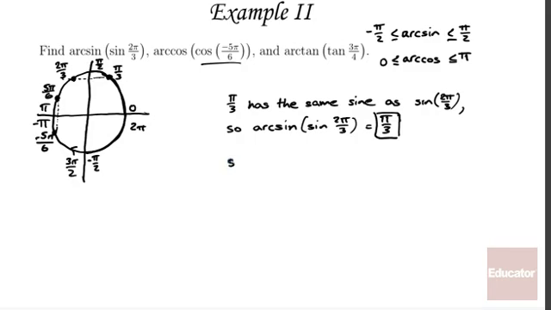So that means that arc cosine of the cosine of negative 5 pi over 6 is 5 pi over 6. That's an angle between 0 and pi that has the right cosine. Finally, we want to find the arctangent of the tangent of 3 pi over 4. 3 pi over 4 is over there.